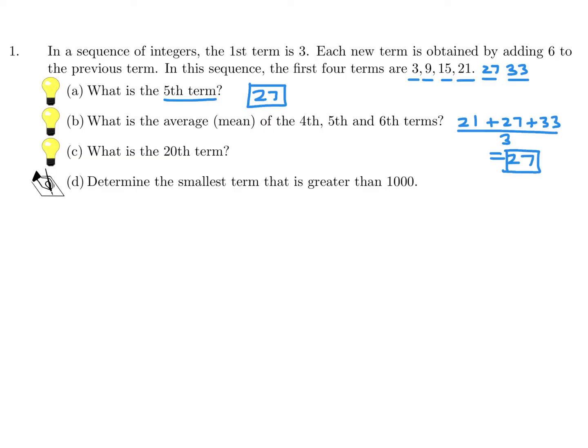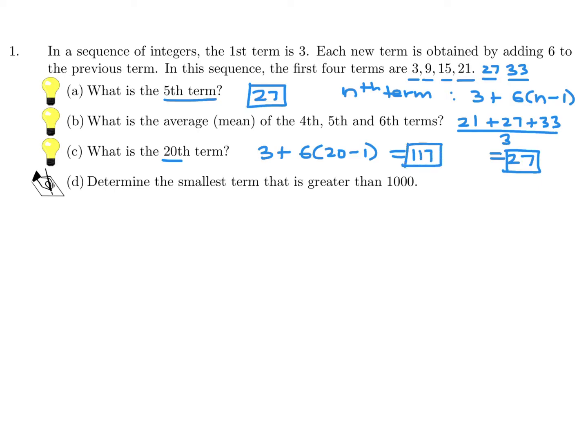What is the 20th term? Okay, well, I could keep adding 6, and probably, to be honest, be quicker doing it that way. But let's get a general formula. I think the general formula for the nth term, it doesn't take that long to figure it out, is 3 plus 6 times n minus 1. That's the general formula. So the 20th term would be 3 plus 6 times 20 minus 1. And that is 117.